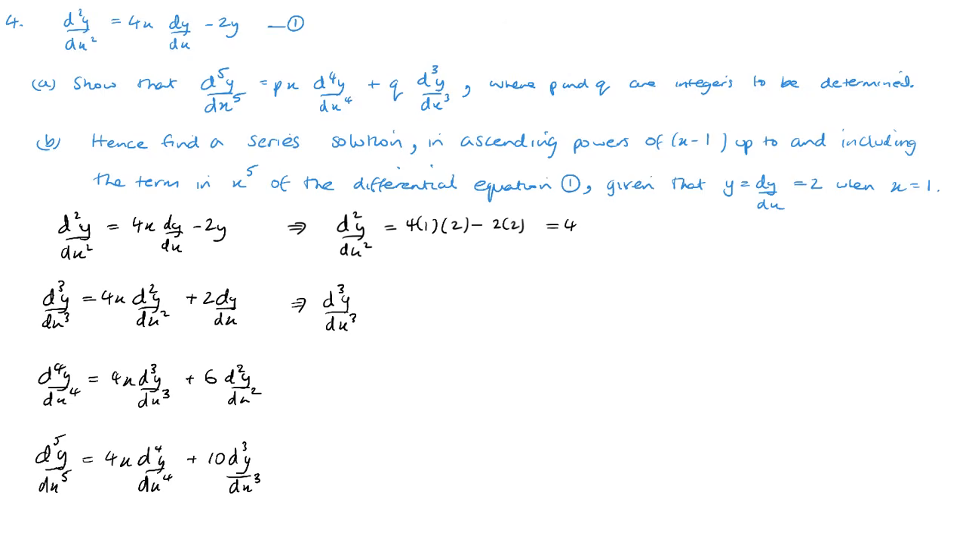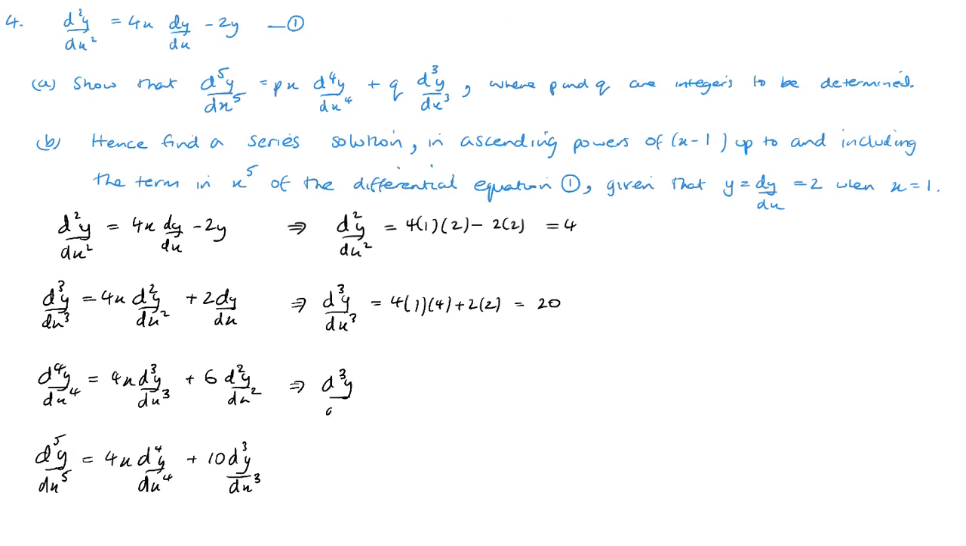No rearranging to do this time. So this is going to be 4 times 4. No, x is 1, isn't it? This one's 4 plus 2 times 2. So 4 times 4 is 16, plus 4 is going to be 20.